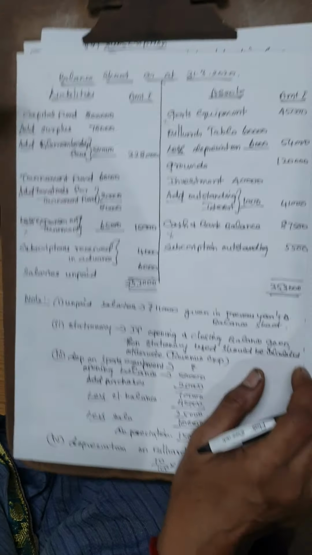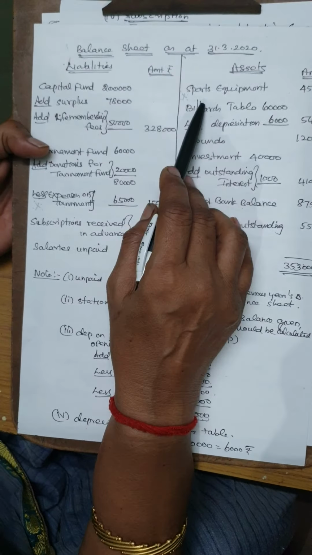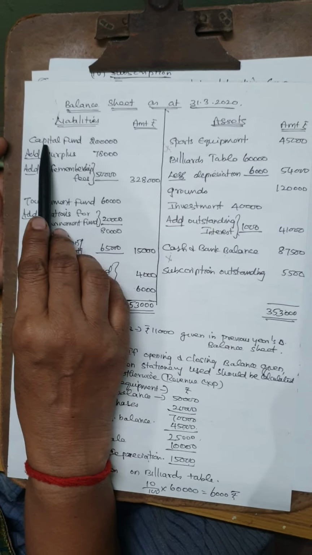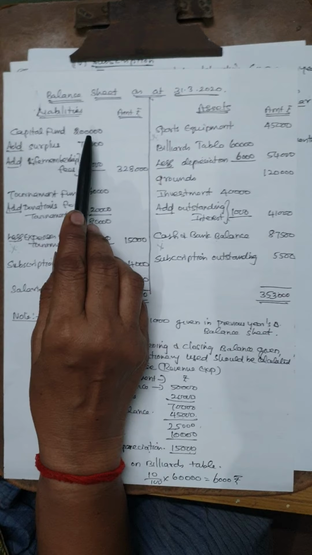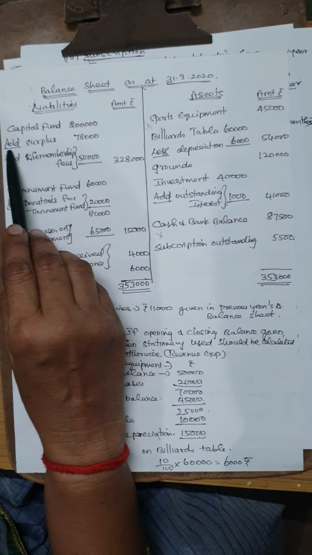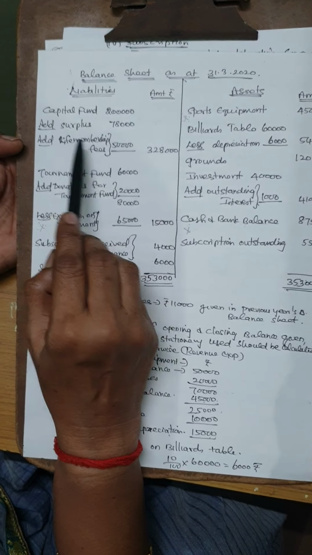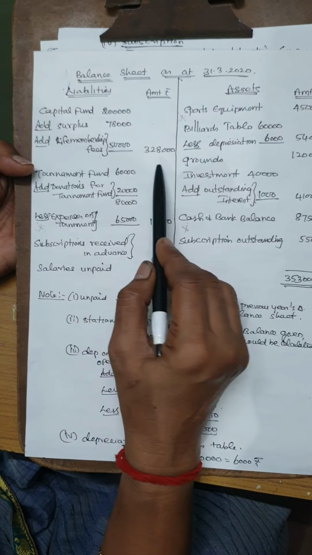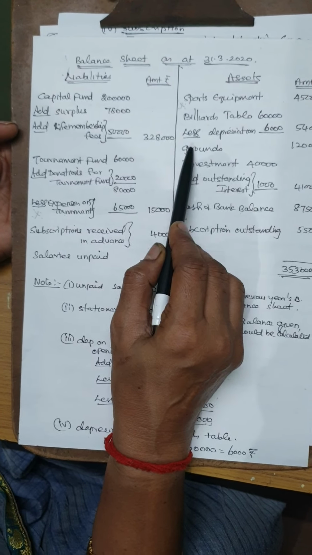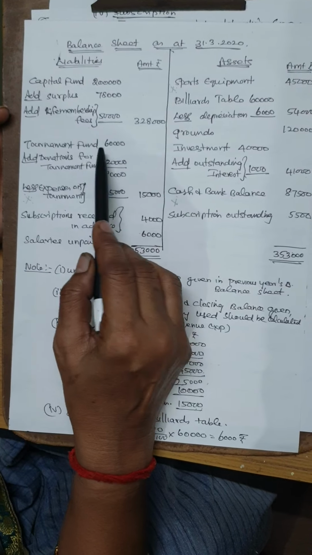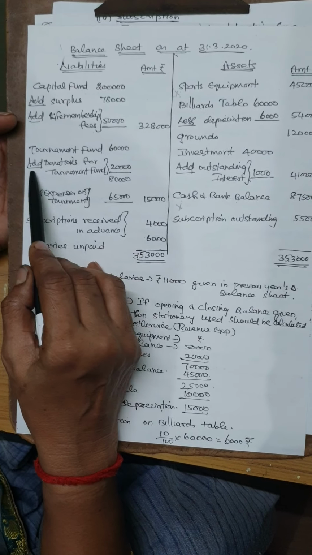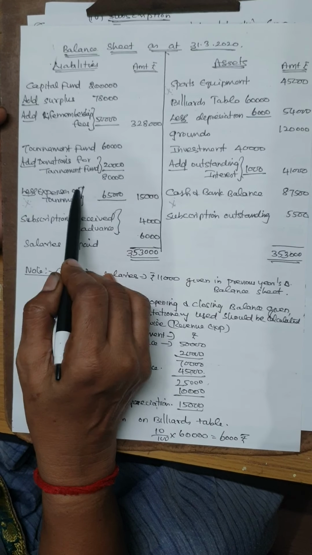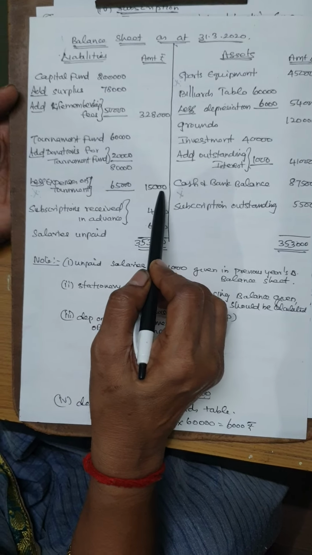Now the balance sheet. This is the balance sheet of the current year, because the previous balance sheet is given in the question. So on the liability side, capital fund is available in the previous year balance sheet, that is 2 lakhs. Surplus is added. Life membership fees will always be capitalized, so that is added here, 50,000. So you get 3,28,000. Tournament fund is always capitalized, so 60,000. Add donations for tournament fund, 20,000, so you get 80,000. Less expense on tournament, 65,000, 15,000.